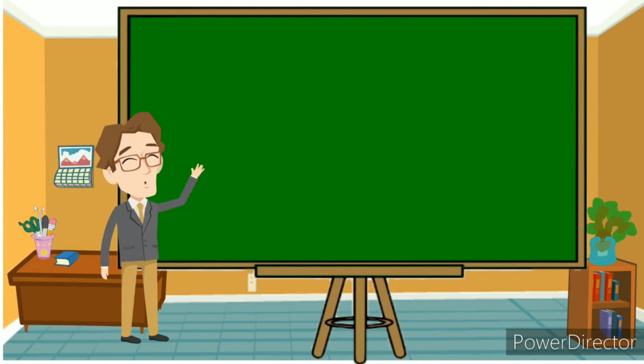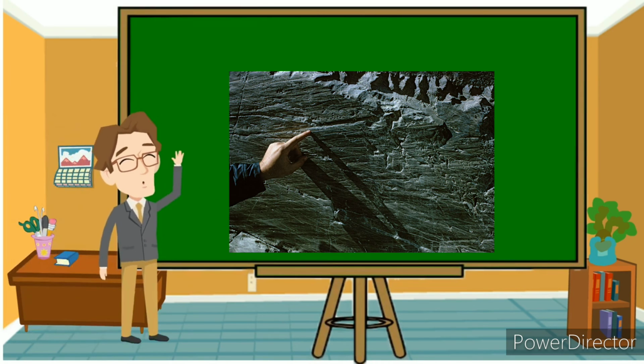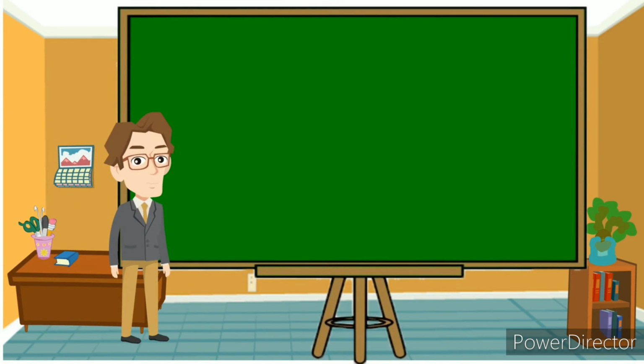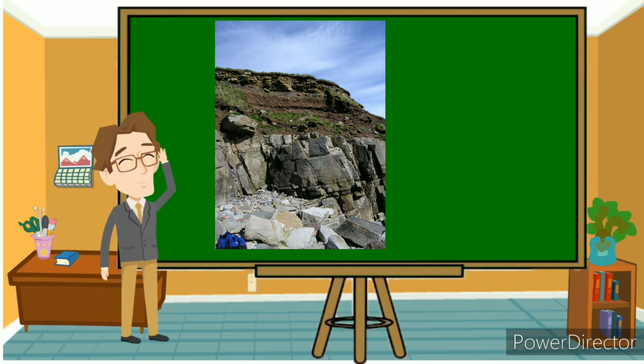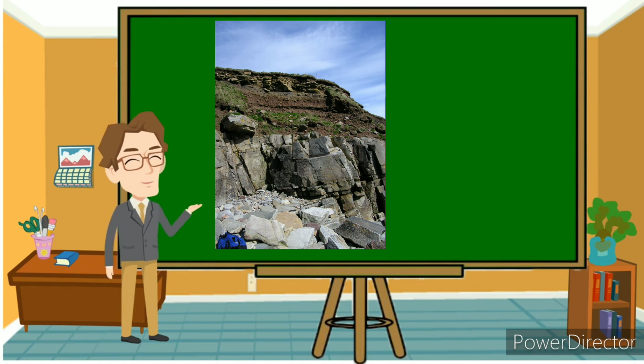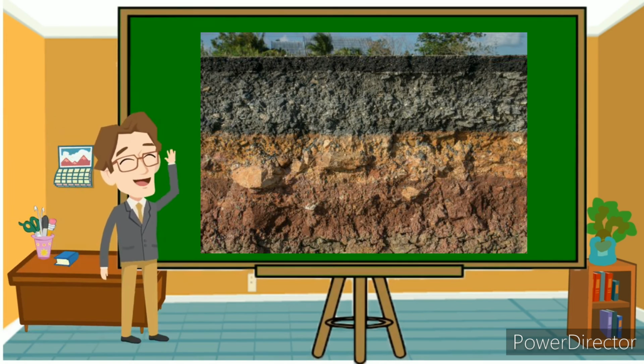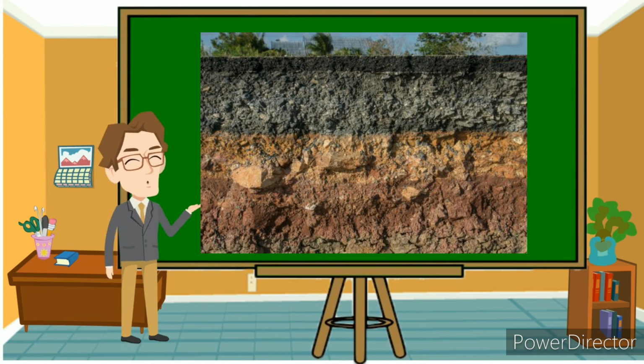The last layer is the bedrock. The bedrock is the lowest part of the soil layers. It's made up of big stones and gravels that haven't been disturbed. This layer provides materials that can be used to build structures and roadways. In this layer, no plant life can exist.